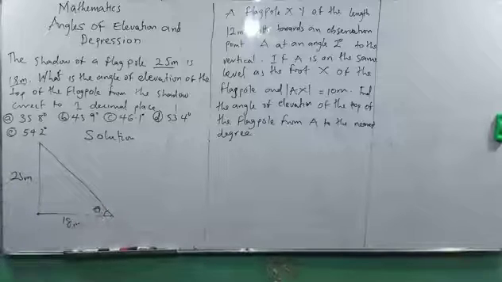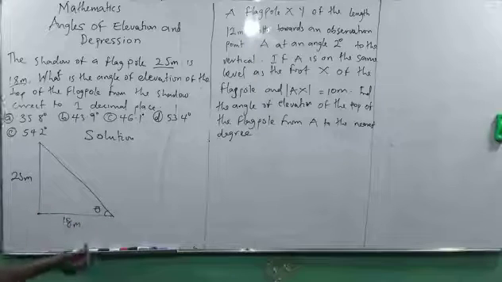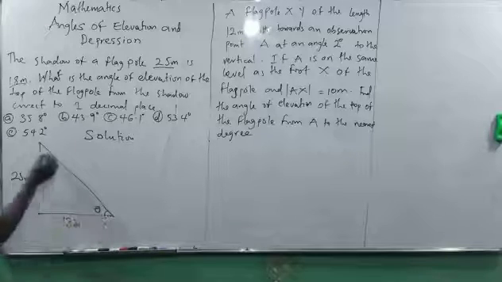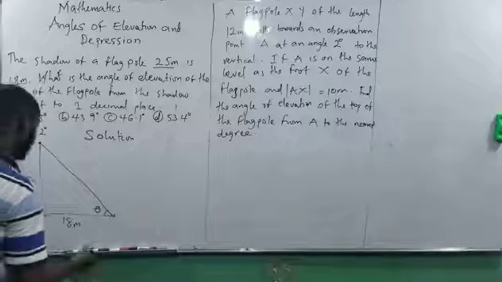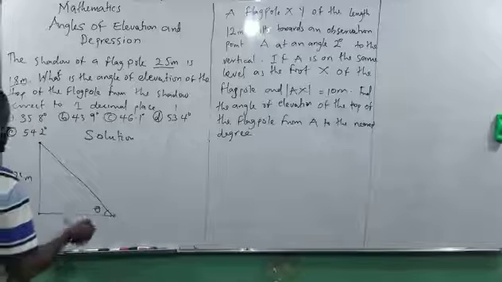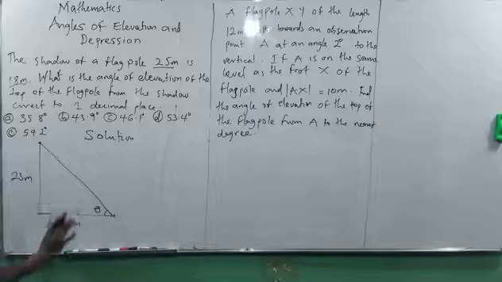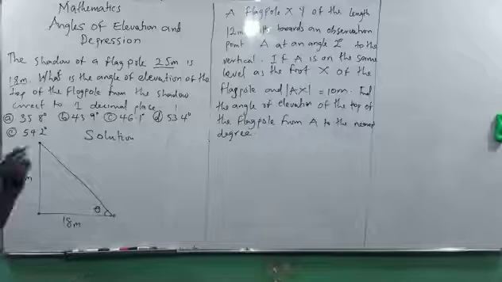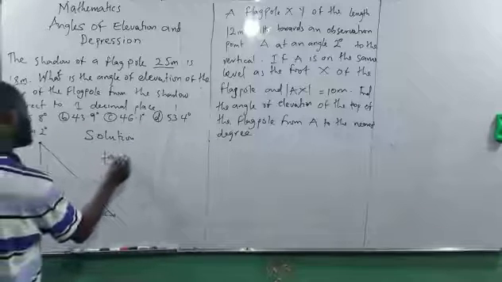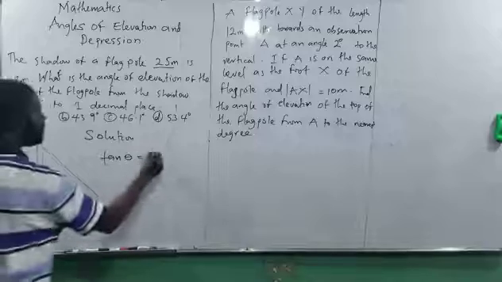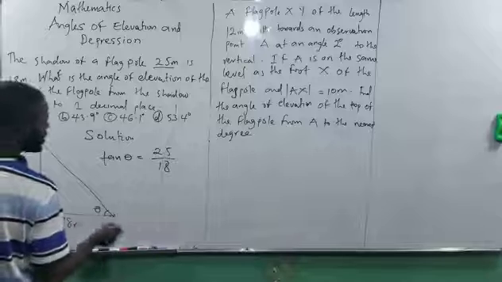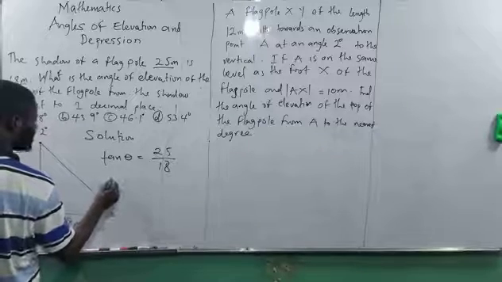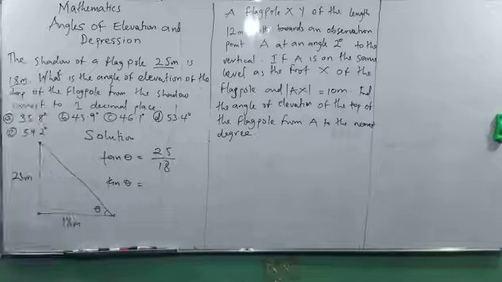You don't know it. Now, when you have something like this, if you want to get the distance from the top of the flag to the observation point, you can do that by Pythagoras theorem, which I'm not here to do. Let me follow the questions so that we're very fast at it. Now, what you just need to do, we have tan theta equals 25 over 18. Now, what can I do now? Tan theta will be equal to 25 divided by 18.